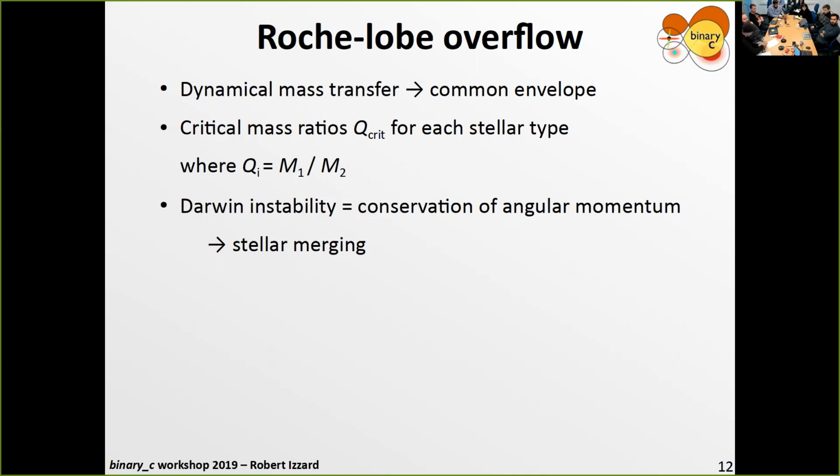In the modern binary_c, you can specify these for every single stellar type. So if you give it a positive number, it assumes that's a critical mass ratio. There are also algorithms we have for this, so you can choose the critical mass ratio to be a function of mass, core mass, metallicity, whatever you want. We have several different algorithms which you can use.